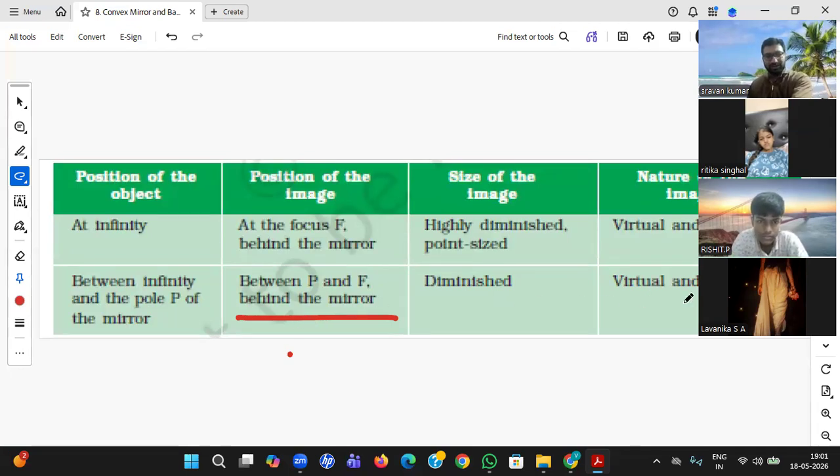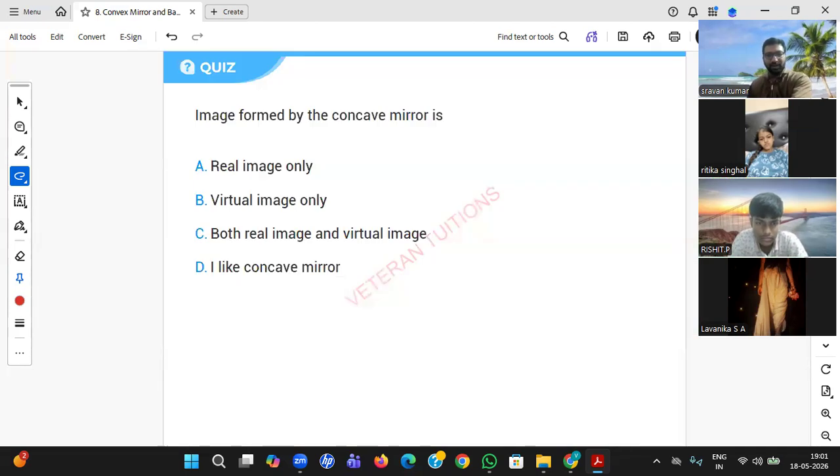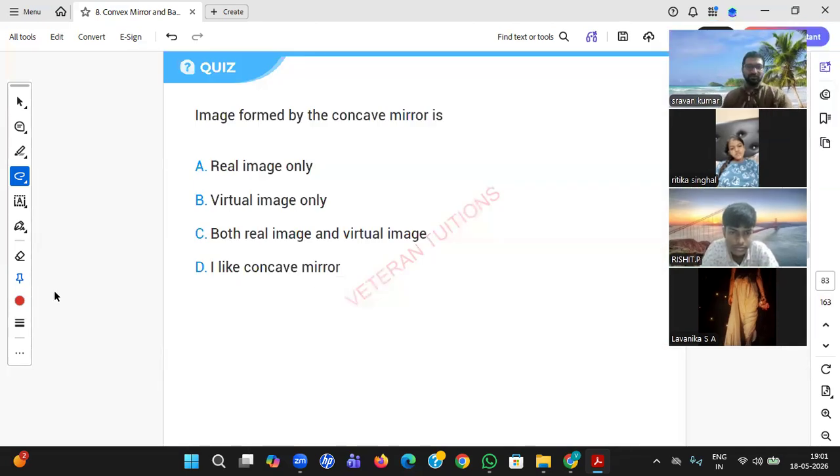Okay, student, diminished, virtual. If you have understood, try to give the answer. These 6 plus 2 cases you need to remember in your sleep also, student.